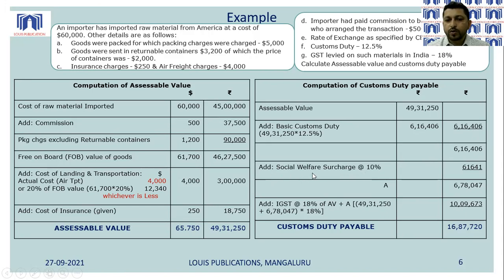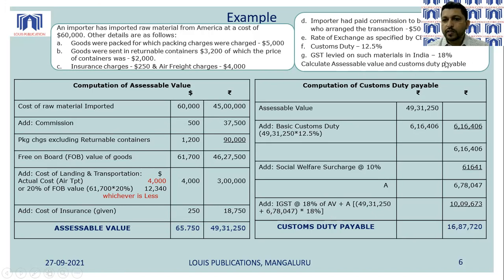On that, I calculate social welfare surcharge at 10%. This is compulsory whether given or not given. And this 10% is calculated on 6,16,406. So it is 61,640.6, approximated to 61,641. Then I add this value, 6,16,406 plus 61,641, which is 6,78,047. That is the value, and it's A. We don't have a B over here because no special duties are mentioned, so we treat it as capital A.